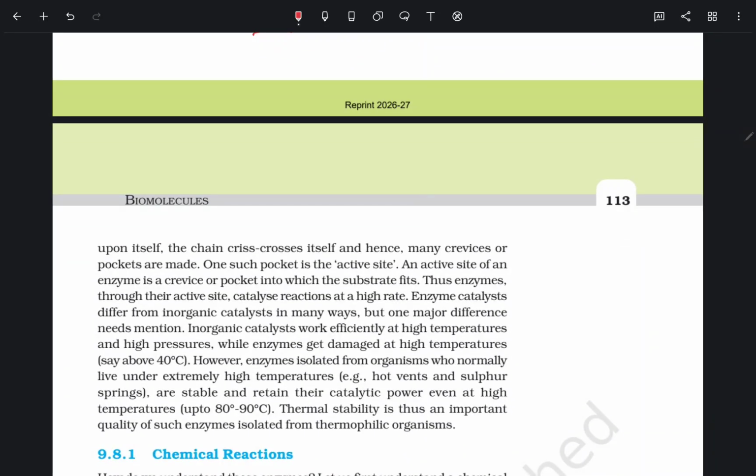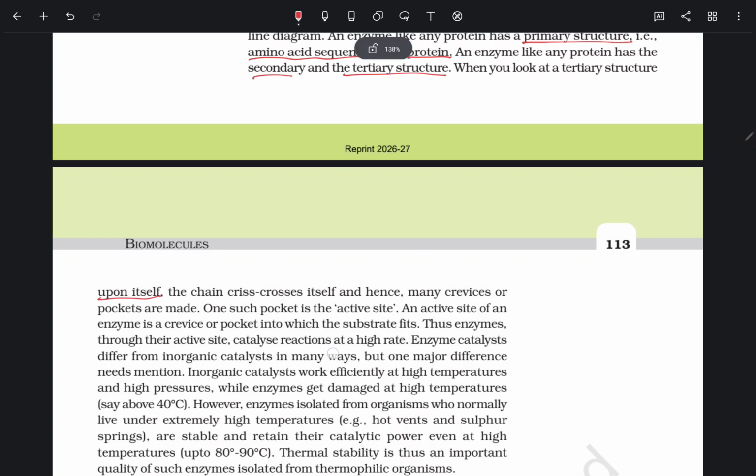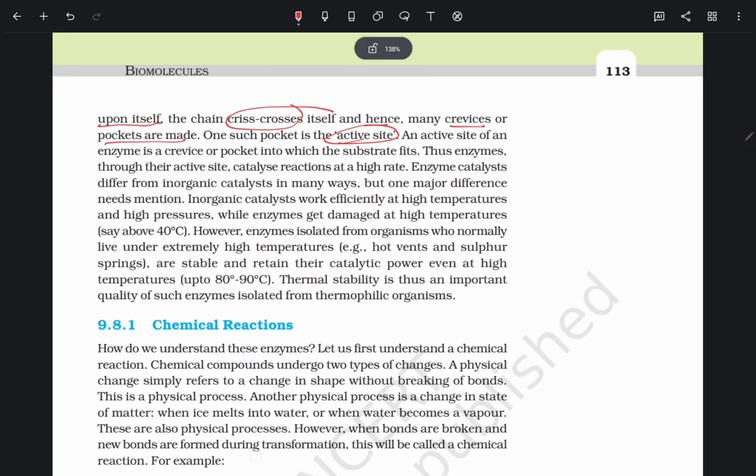When you look at the primary structure, and then at the tertiary structure, the chain folds upon itself, crosses itself, and hence many crevices and pockets are made. One such pocket is the active site. An active site of an enzyme is a crevice or pocket into which the substrate fits. Thus, enzymes through their active site catalyze reactions at a high rate.